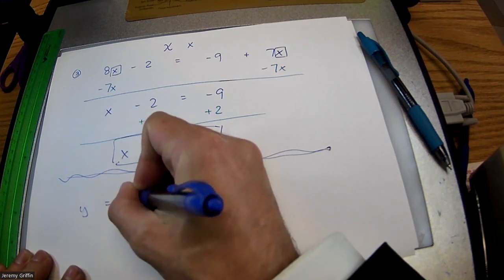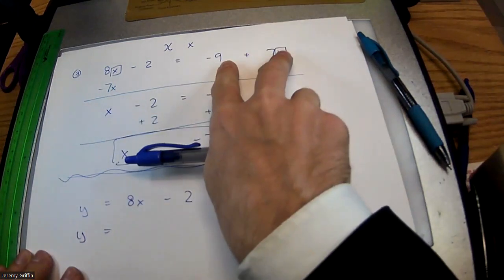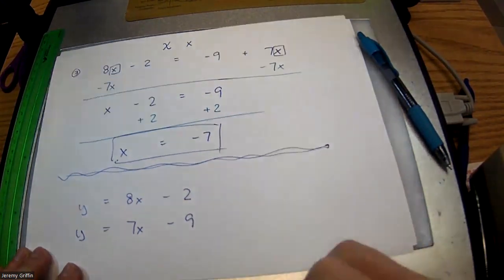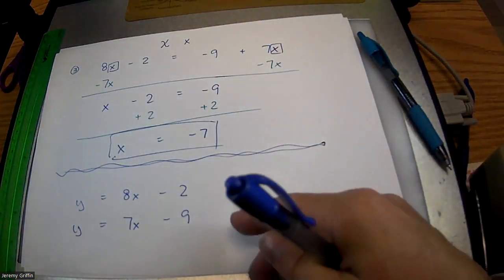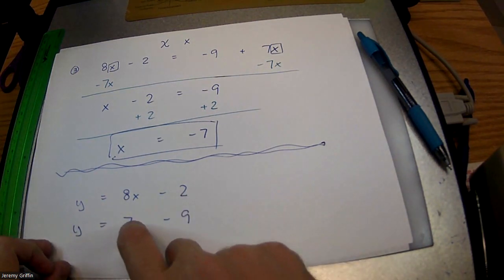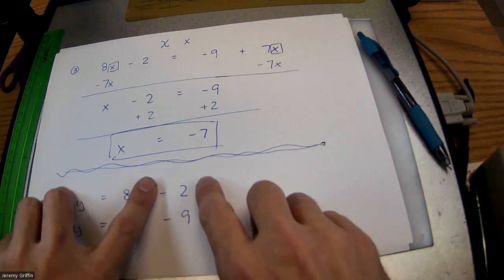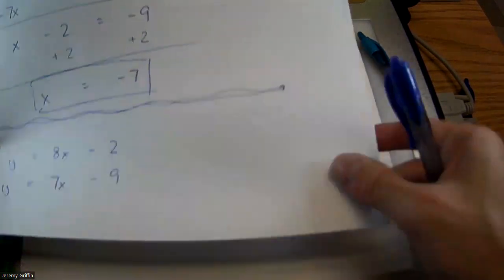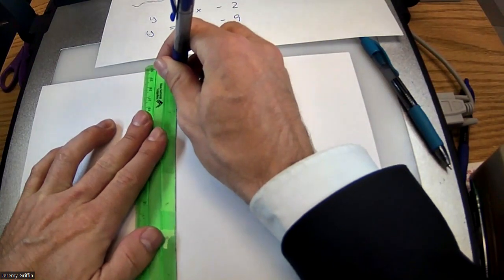y equals 8x minus 2, and y equals, I'm going to swap these a bit, 7x minus 9. Isn't that what this is, y equals this and y equals this, like two different equations? Doesn't this take the form y equals mx plus b? So here's your slope, the rise over run, and here's the y-intercept. Let's put this down in graph form and see what this would look like and why it would also get you to the same answer.